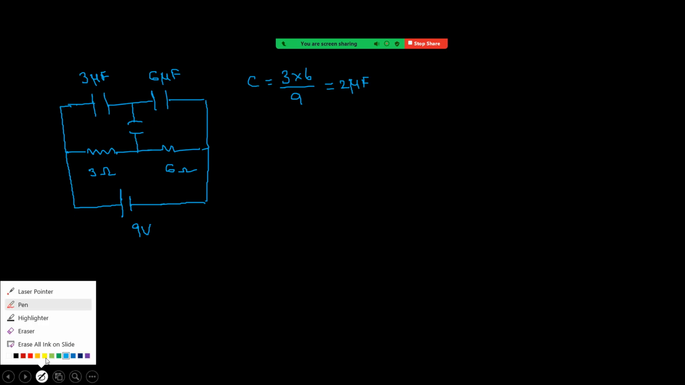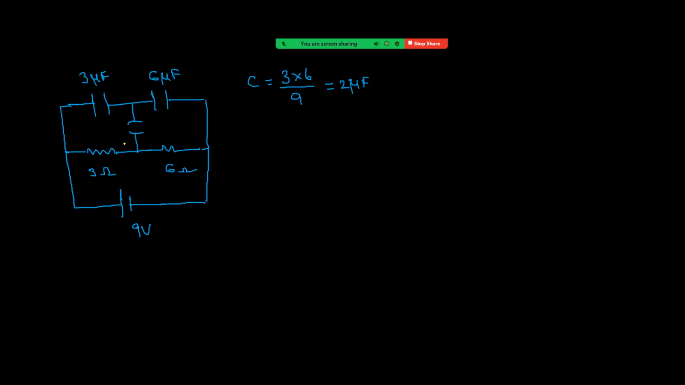Between these two points the potential difference is 9 volt, and the effective capacitance is 2 microfarad. That means charge Q equals C into V, so 2 into 9 is 18 microcoulomb. Since it is a series combination and initially uncharged, the charge on each capacitor is the same: 18 and 18.